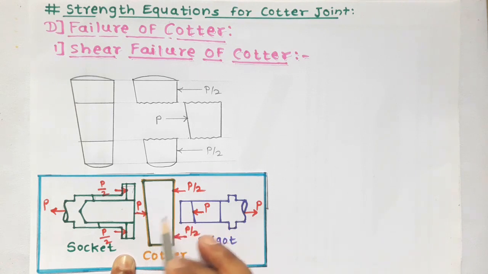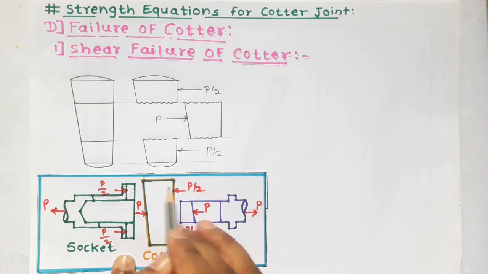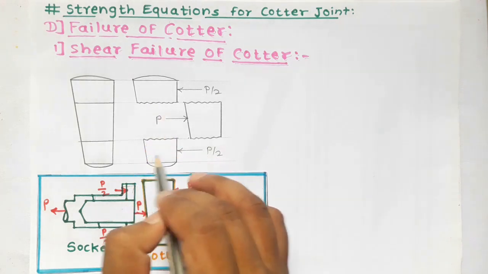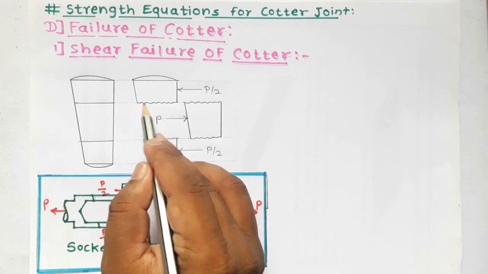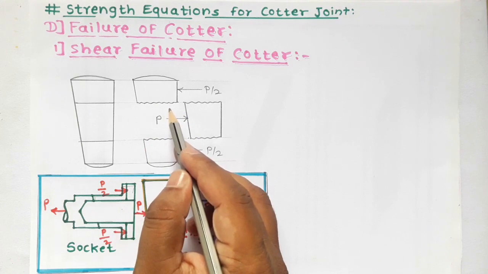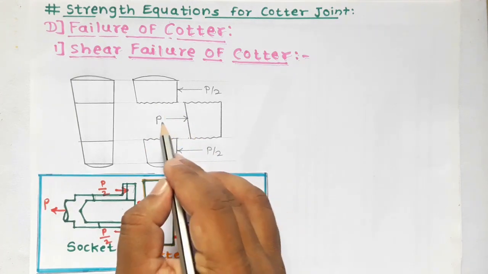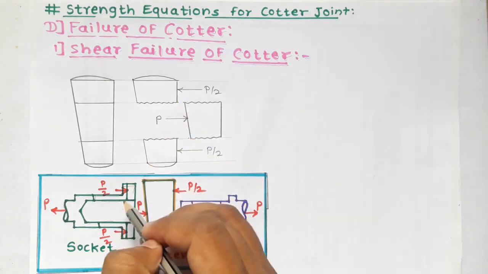So basically this middle portion which is present in the spigot will be pulled towards the right side by spigot, and this top and bottom portion of quarter which is present in the socket will be pulled towards the left side by this socket. So that failure is shown in this figure. The failure takes place in these two planes, the first plane of failure and the second plane of failure, and thus this type of failure is called double shear failure of quarter. This force P is because of spigot and these two forces P by 2 are due to the socket.